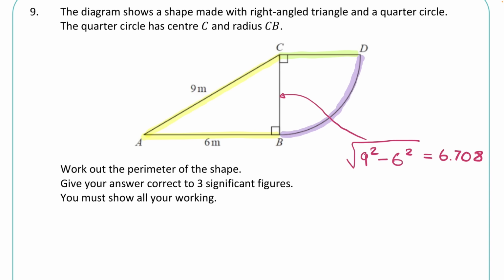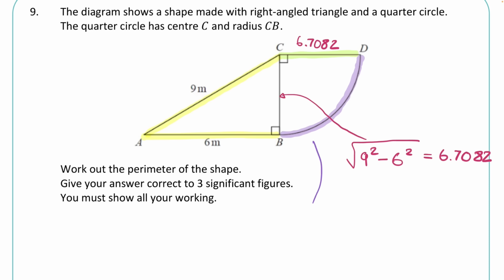6.708. Now it says to give my answer to 3 significant figures, so I do want to leave my working out to more than 3 significant figures, ideally as accurate as possible. I'm going to put another 2 in there, and that keeps it to 5 significant figures. That's just going to avoid me having to write down tons of numbers, but I'm going to try and keep the numbers in my calculator as much as I can. So that is up here, 6.7082, and we only have one line left to find.